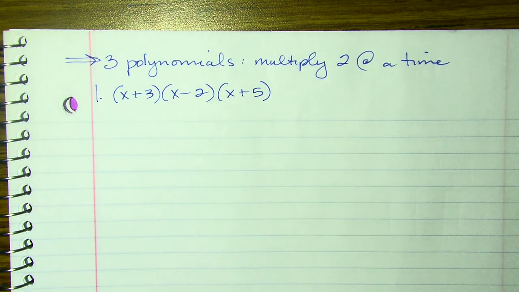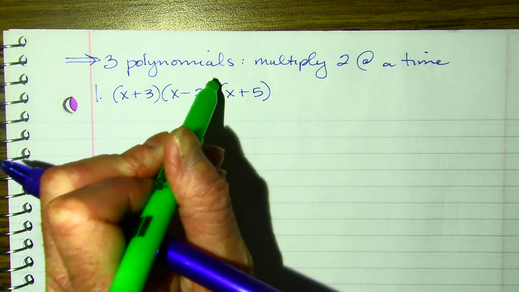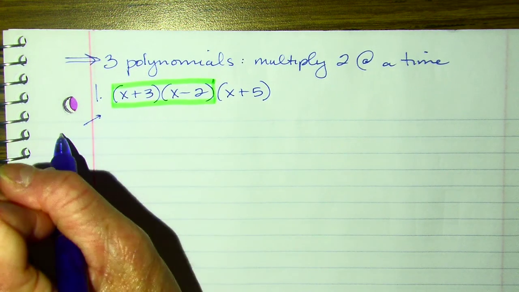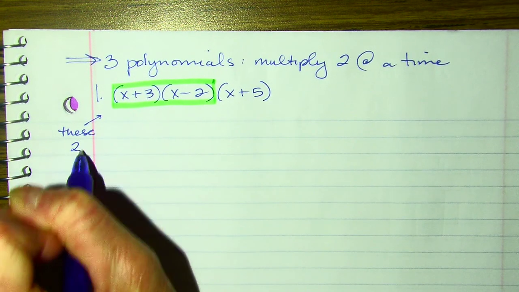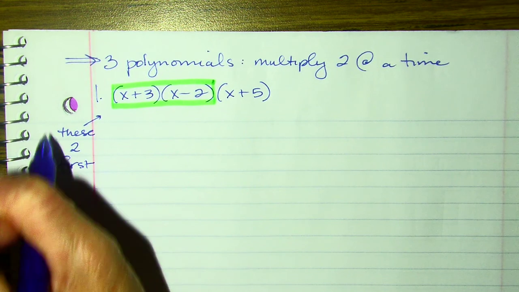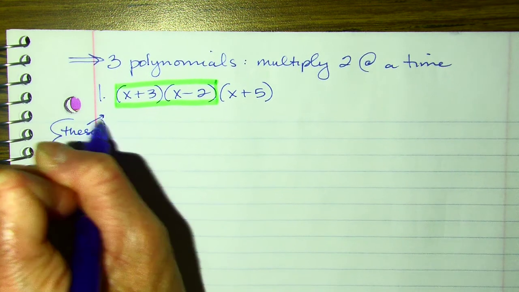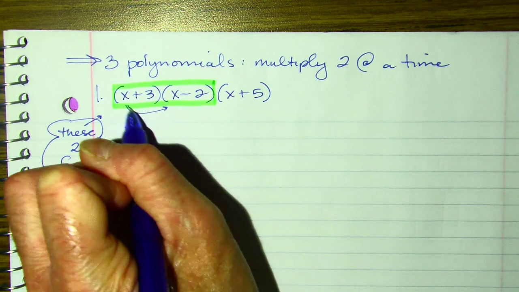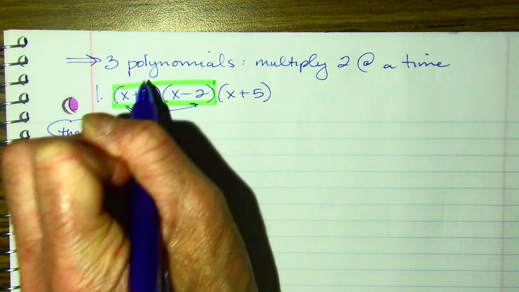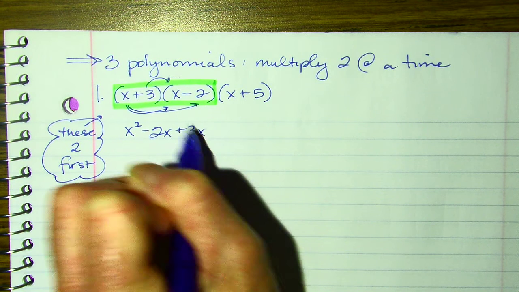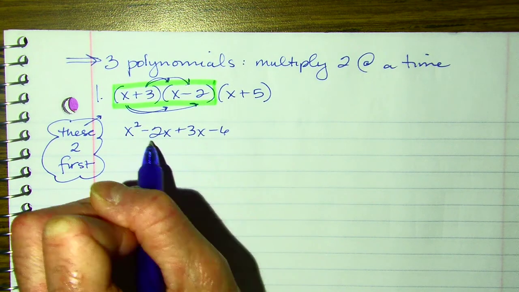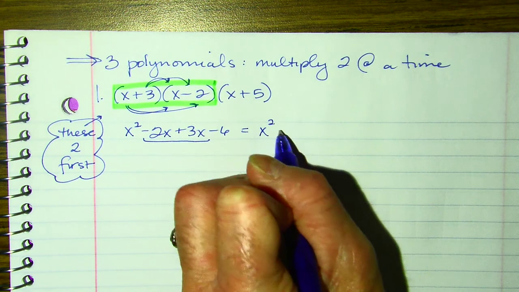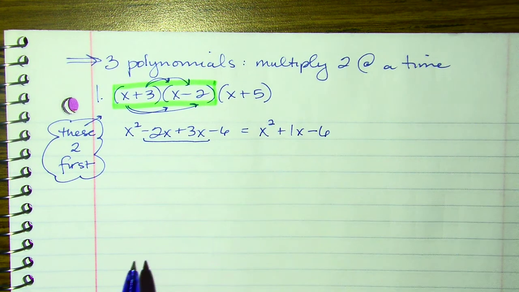So first, I'm going to pick the first two. I'm going to multiply these first. Okay, I can only multiply 2 at a time. These two first. So that would give me x times x, which is x squared, x times negative 2, negative 2x, plus 3x, minus 6. I'm going to combine like terms, so I get x squared plus 1x minus 6.